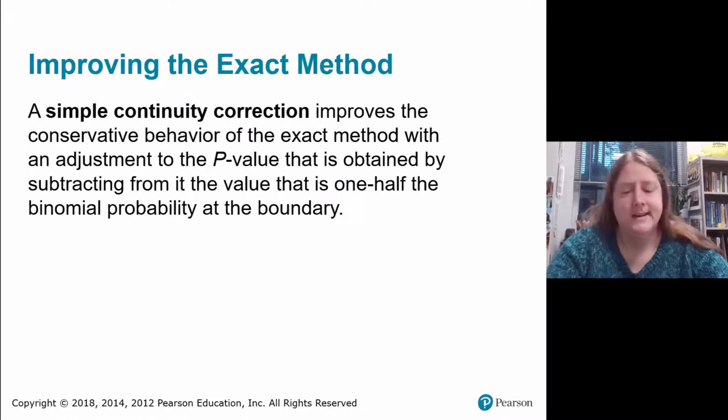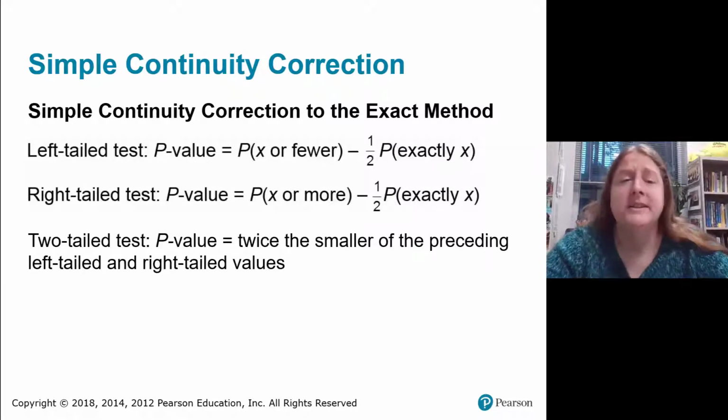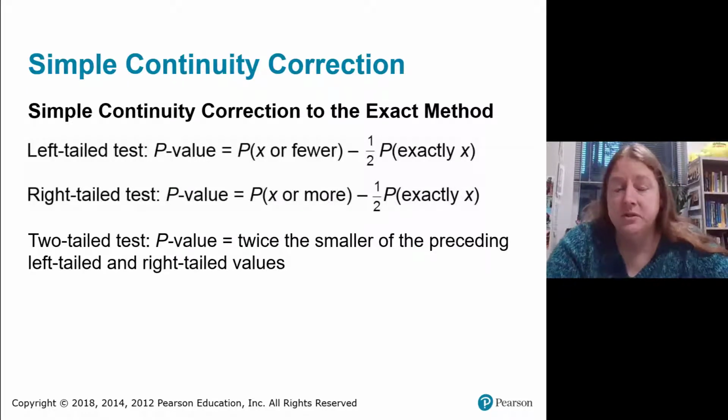It's weird, right? So what that looks like. If we're doing a left-tailed test, what we do is we take the probability that we have x or fewer, which is what we're going to deal with to begin with for our p-value. And then our correction is to subtract 1/2 of the probability of it being exactly x.